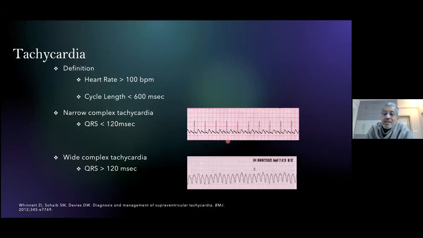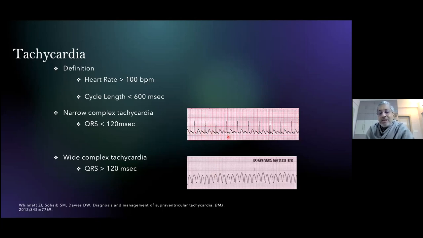So you need to measure the QRS complex. As you know, in this ECG, every small square is 0.04 second, or 40 milliseconds. So if you have more than 3 squares of QRS duration, or at least 3 squares, you can definitely say that this is a wide QRS tachycardia. And if it is narrow, then it is a narrow QRS tachycardia like this.